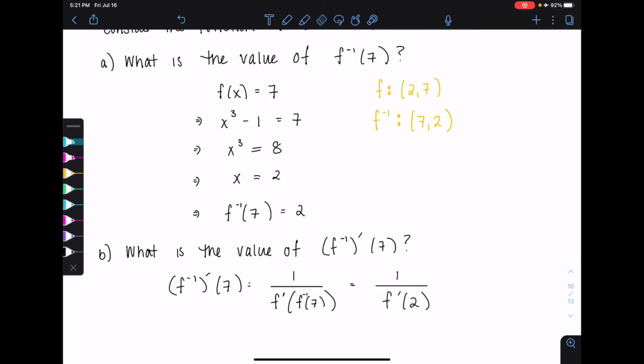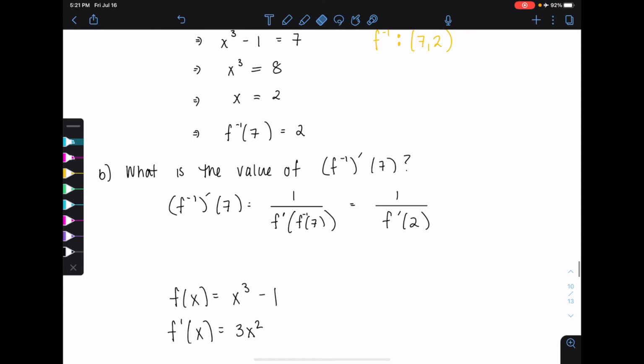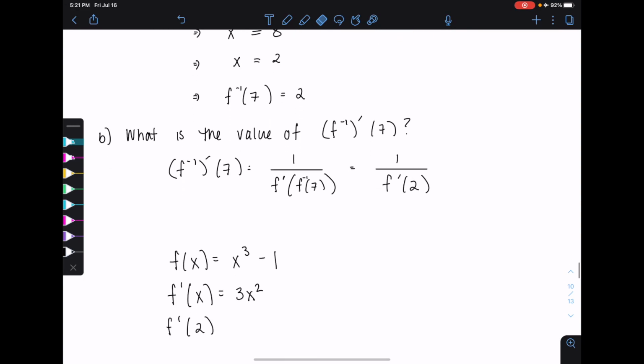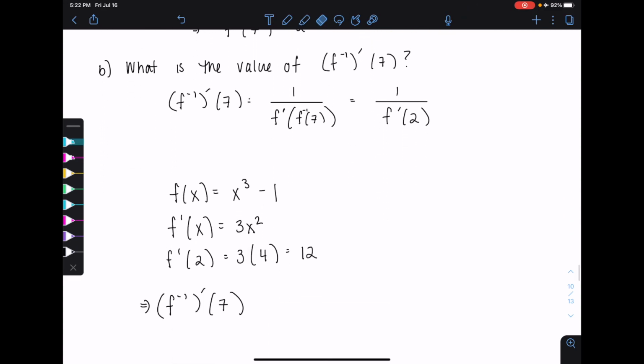Okay? So I know my actual function. It's x cubed minus 1. The derivative is just 3x squared. I want to plug 2 into this, so that's going to be 3 times 4, which just gives us 12. So when x is equal to 2, I'm going to have a slope of 12. Now I want to see, when x is equal to 7 for my inverse, what is the slope of that tangent line? And all it is is the reciprocal. So the derivative of my inverse function evaluated at 7 is going to give us 1 over 12. And again, these are reciprocals of each other.